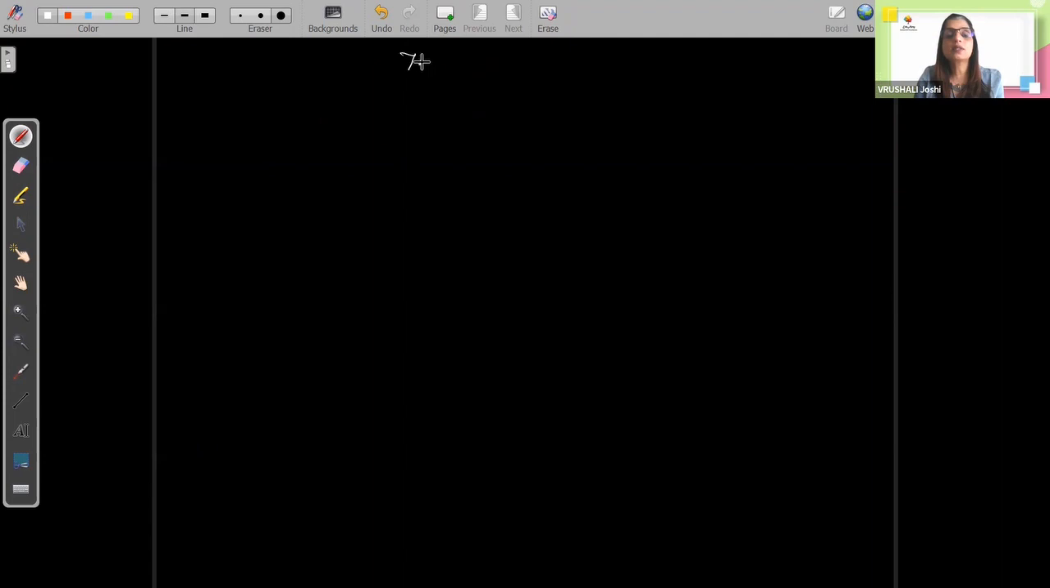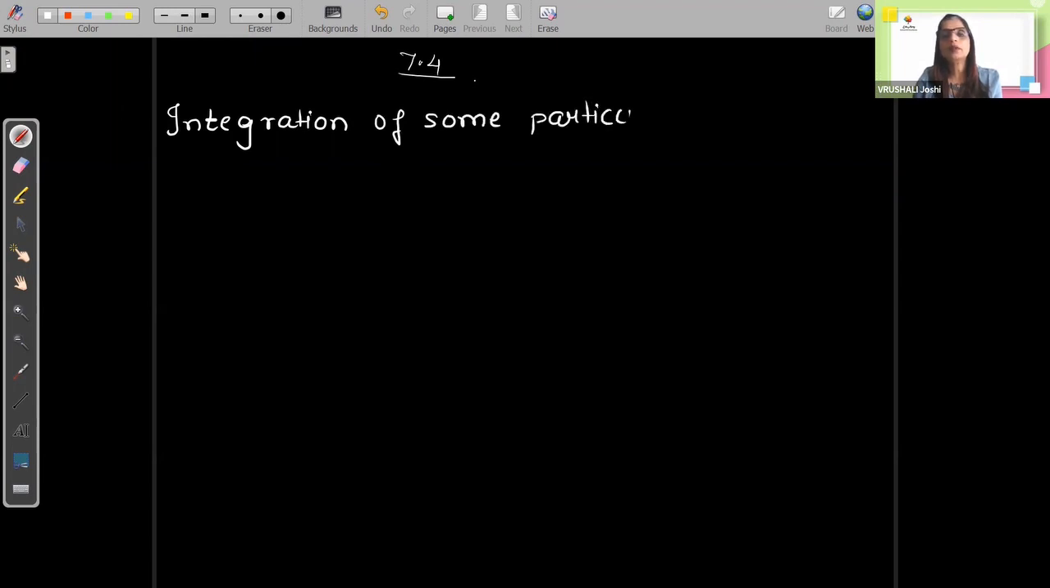the 7.4 exercise of integration. This 7.4 exercise is about integration of particular cases. What type of cases? We will all see that. Integration of some particular cases. Now, what are these cases and how are we going to deal with them? Or particular functions, particular forms.